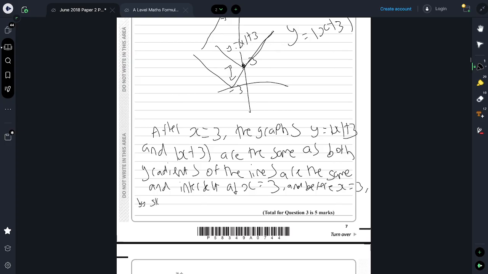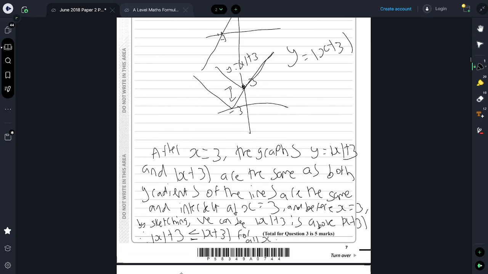By sketching the graph, we can see mod x plus 3 is above mod x plus 3. And that is because obviously the graph continues on to the x-axis, but here it doesn't go below 3. Therefore, mod x plus 3 has to be less than or equal to mod x plus 3 for all x. Okay, so for all values of x.